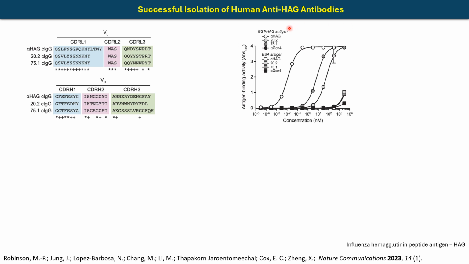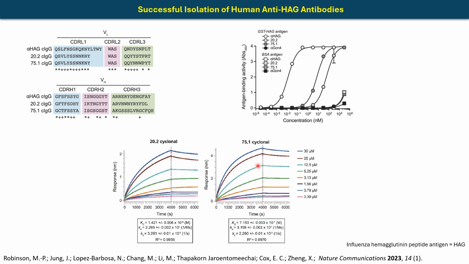Specificity results here show that the variants are very specific for the target, and little to no binding was observed for the BSA antigen. And the KD values of these variants were very decent considering that they came from a non-immune library, meaning that they were not designed against the influenza antigen.